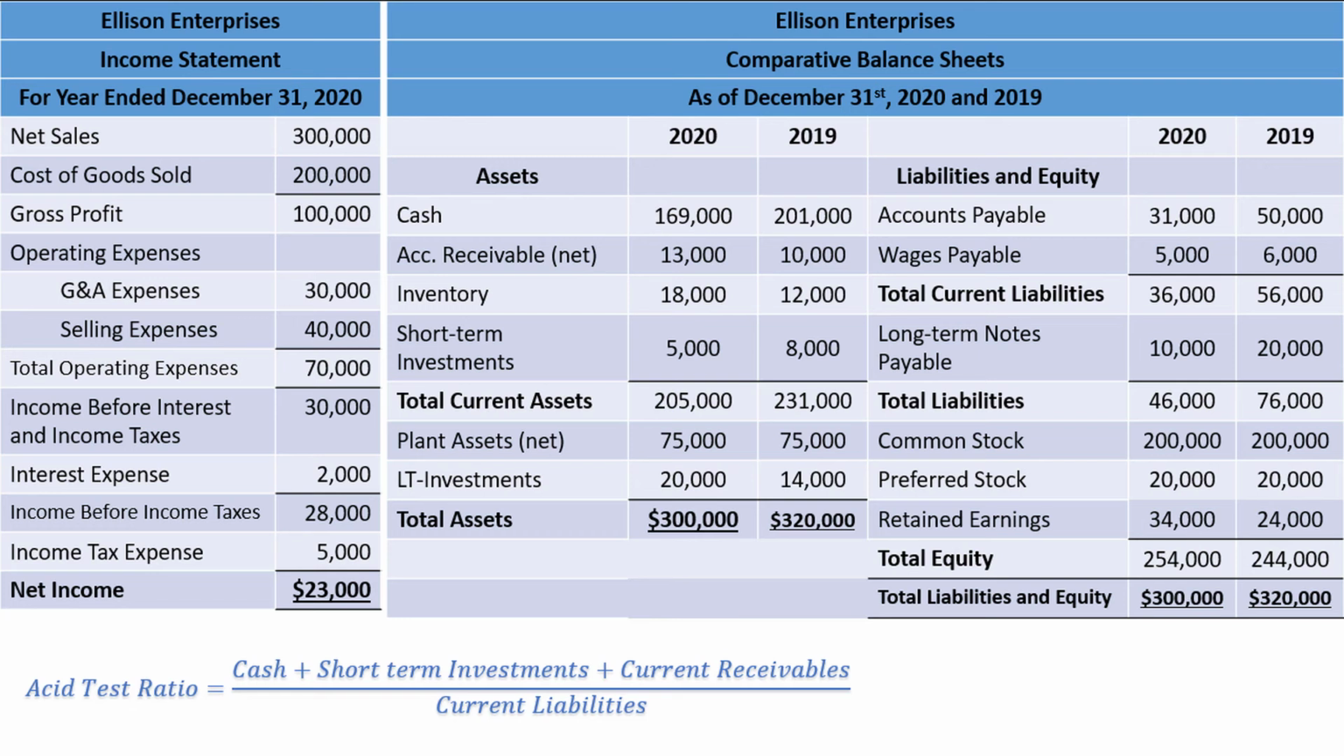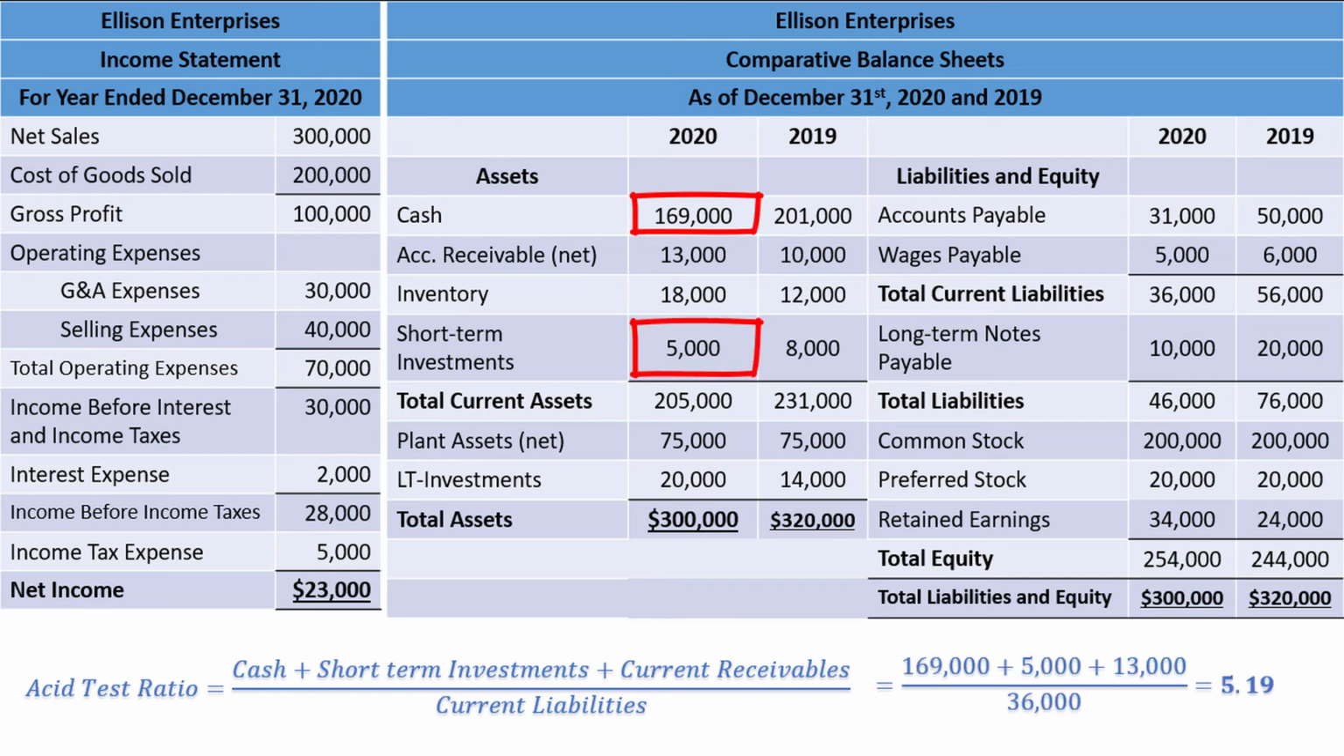For us, we have 169,000 for cash, plus 5,000 in short-term investments, plus 13,000 in current receivables, which is just our accounts receivable, all divided by the $36,000 in current liabilities. This gives us 5.19 for the acid test ratio.